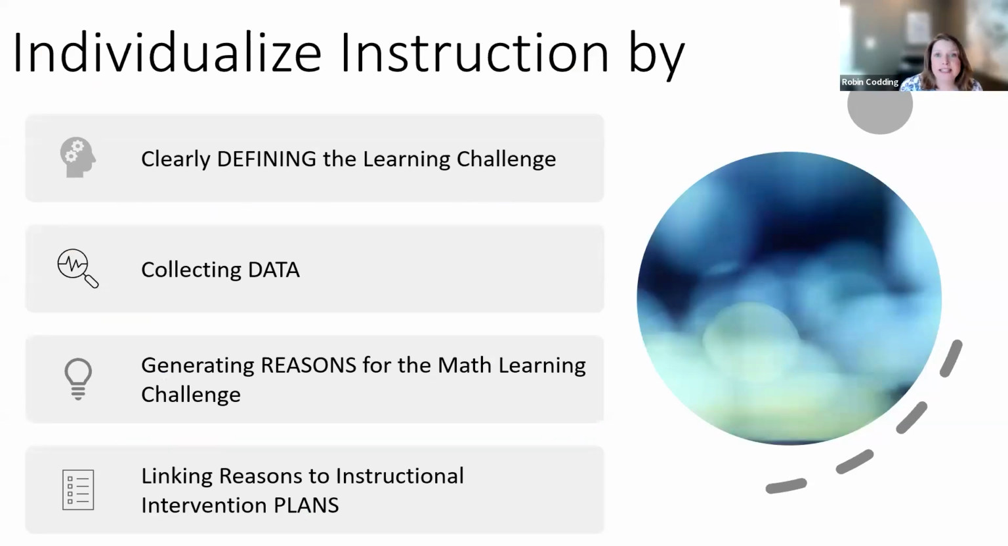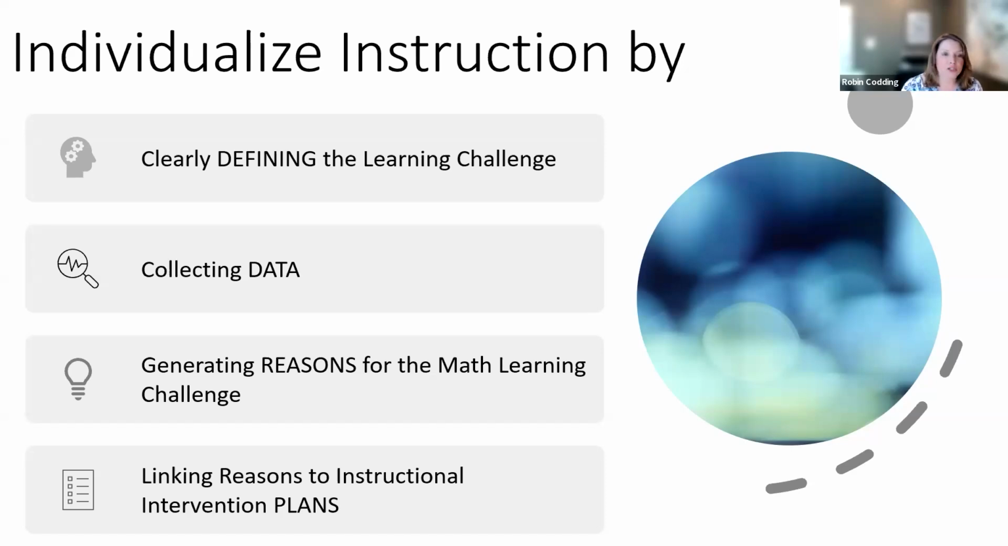What we need to be doing is individualizing instruction. We're going to do that 4 ways. We're going to clearly define the learning challenge. We're going to collect data. We're going to generate reasons for the math learning challenge, and we're going to link those reasons to instructional intervention plans. And so that's my goal today, is to help you identify what's the process for doing that, and then how am I actually going to make those links.